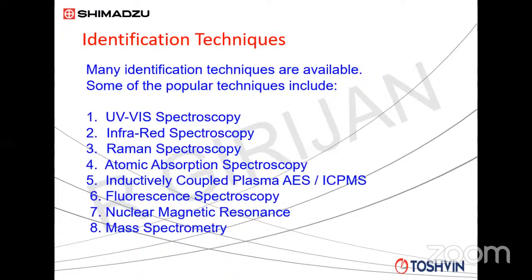We have Raman, we have atomic absorption, inductively coupled plasma, AES, and when it is connected to MS, it becomes ICP-MS. We have fluorescence, we have nuclear magnetic resonance, we have mass spectrometry, and there are many others also. So these are some of the important analytical techniques that are widely used both in industry and academia.